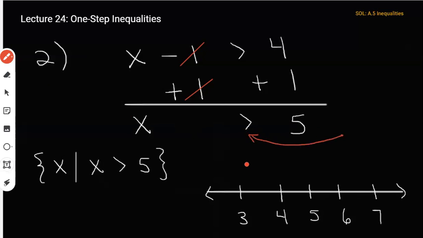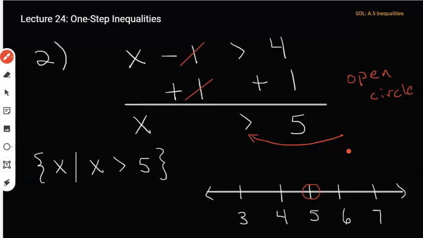Okay, so I've got a greater than symbol. Am I going to be using an open dot or a closed dot? Open, because it's a greater than symbol. I don't have that line underneath. That would make it closed. So I'm going to use an open dot or an open circle. And I'm going to put that open circle on the 5. Just like that. So I put that open circle on the 5.